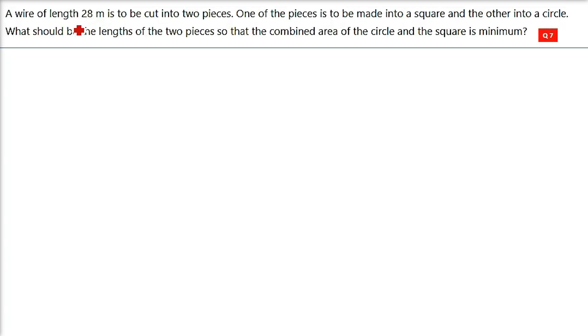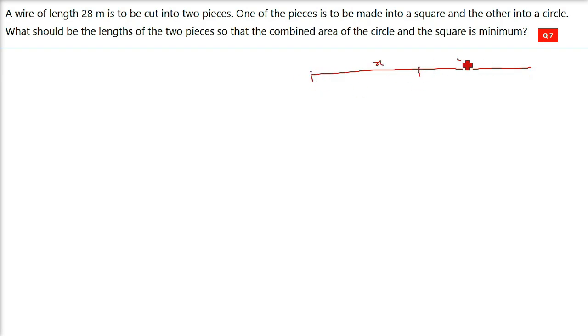All the English sentences you have to follow. A wire of length 28 meter is to be cut into two pieces. One of the pieces is to be made into a square and the other into a circle. What should be the length of the two pieces so that the combined area of the circle and the square is minimum? Again, there is a question coming exactly like this. You need to follow this question very carefully.